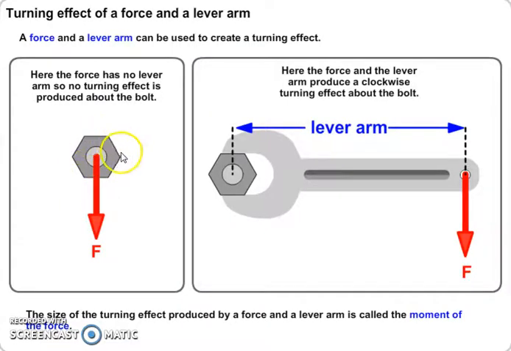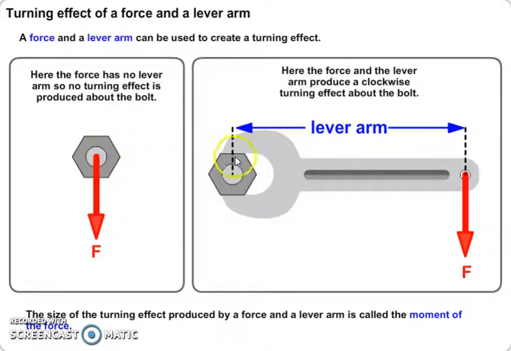So in those DIY IKEA furniture, what do you have? You have those bolts and nuts. So when you tighten a bolt, how do you tighten a bolt? Do you actually apply the force all the way in the center? Not really, because if you apply a force all the way in the center, there's no lever arm, so no turning effect over here.